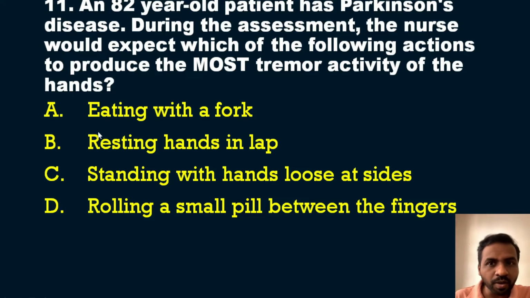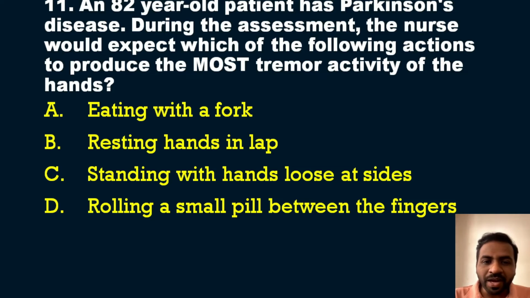And the options for you are option number A, eating with a fork, option number B, resting hands in lap, option number C, standing with hands loose at sides, and option number D, rolling a small pill between the fingers. So among these options, through which action can we elicit the most tremor activity in a Parkinson's disease patient? Okay, so it's an indirect application level question, very important. So what is the answer?